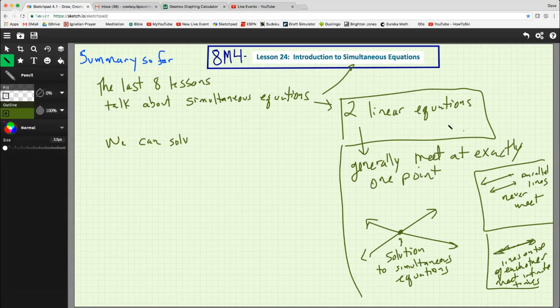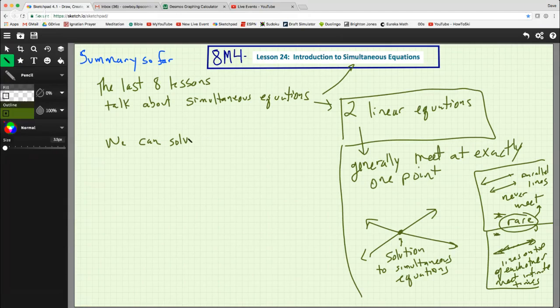So that's the whole idea of simultaneous equations. We're not talking about one line anymore. We're talking about two. We're trying to figure out where they meet, with the possible exception that they may never meet or that they may be on top of each other. But these are rare, and we'll discuss those in an upcoming lesson.